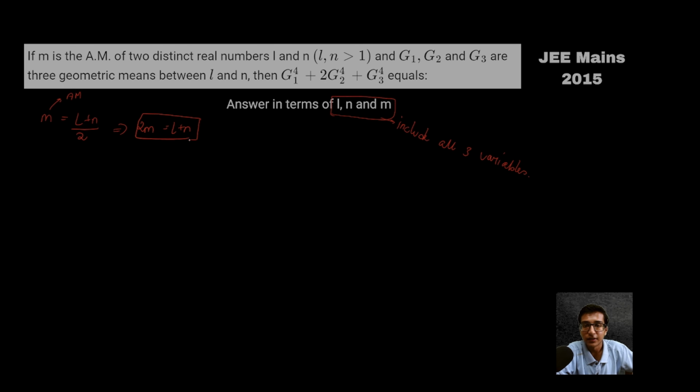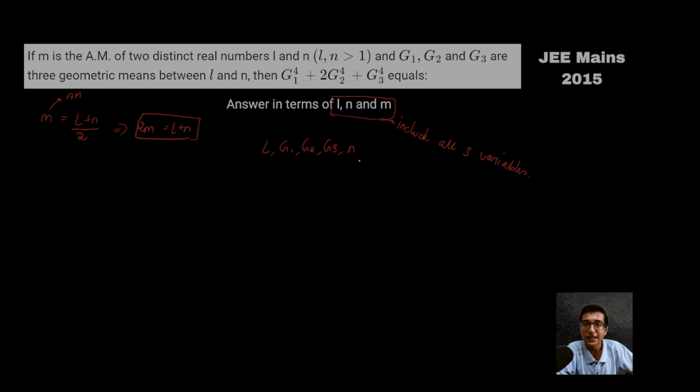Next, what it has given us is that G1, G2, G3 are 3 geometric means between L and N. That means L, G1, G2, G3 and N. This has been given to us, and then we need to find the sum of these geometric means to the power 4, and then added and all those things.